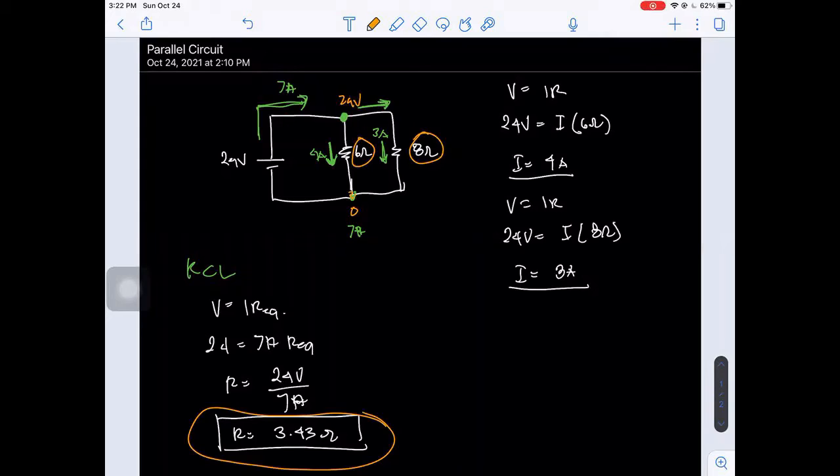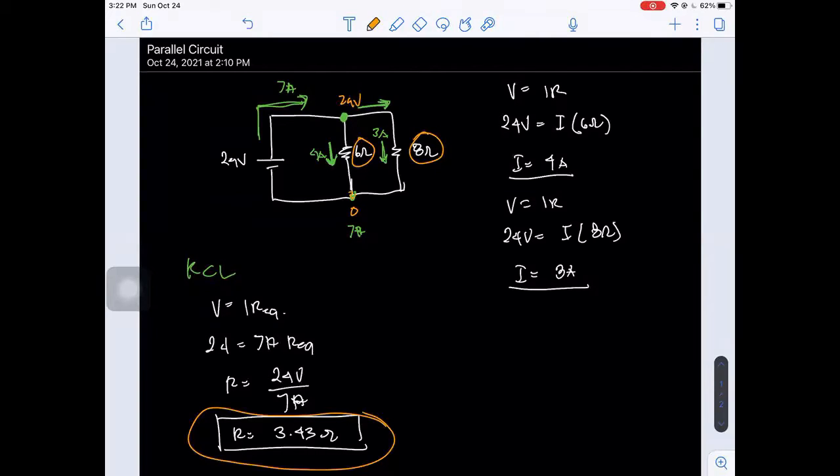As you add more new branches, there is more current that can flow in the circuit. In the case of a series circuit, as you add more resistance, the total resistance increases while the current decreases, because you add more resistors. So the total resistance increases and less current will flow.